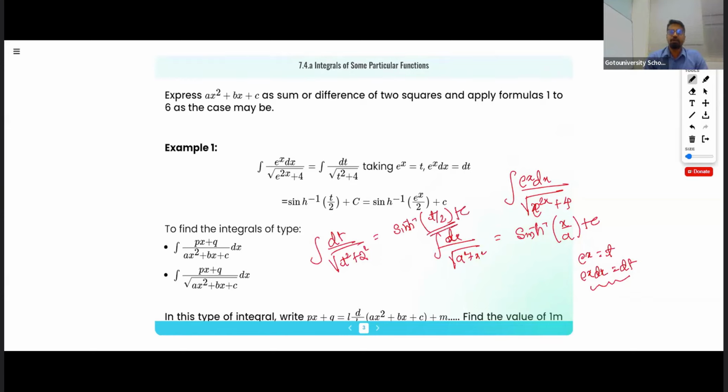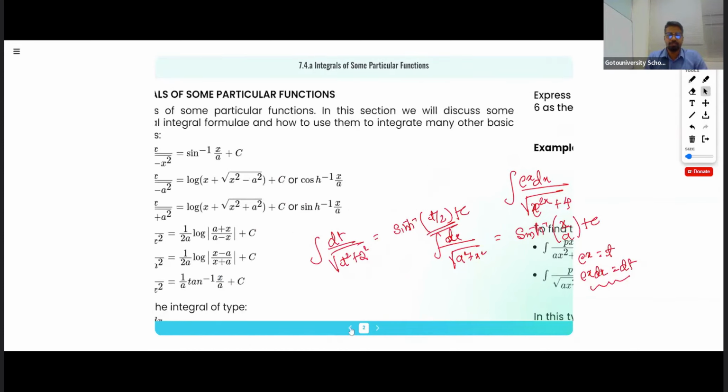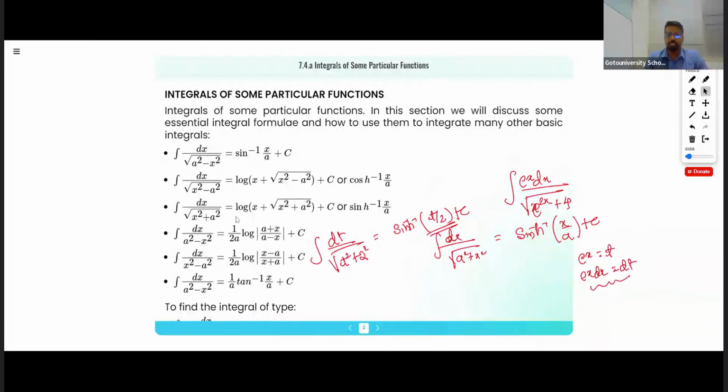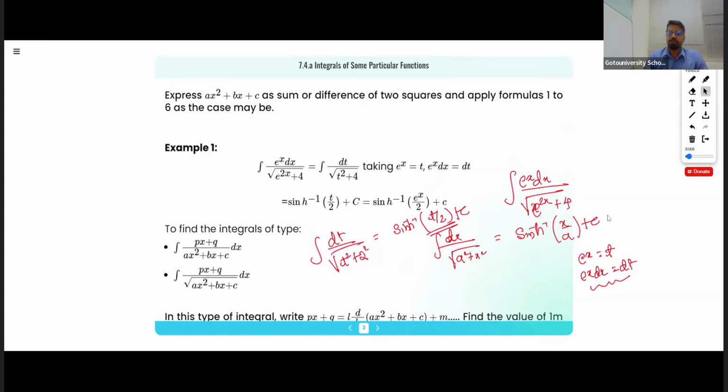Is there any other formula? Let us check the other formula we have here. Instead of this sine hyperbolic inverse, we can also write logarithm of x plus root of x square plus a square. It depends upon the option now. So it can be written as logarithm of x plus root of x square plus a square plus c. If it is plus, it comes in terms of sine hyperbolic. If it is minus, it comes in terms of cos hyperbolic.